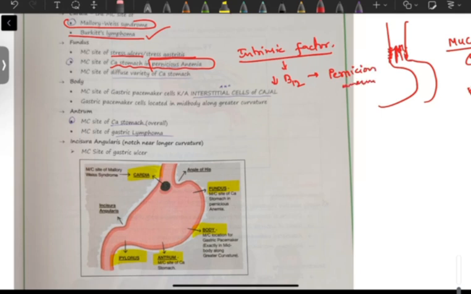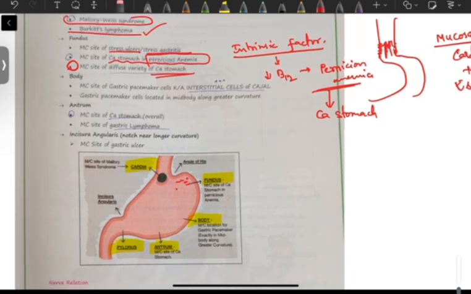In this case, if this person develops carcinoma of stomach, if the tumor starts growing in the stomach, it will usually start from this fundus region. In case of pernicious anemia, it is the most common site of carcinoma stomach, and it is the most common site for the diffuse variety of carcinoma stomach also. There are two varieties of carcinoma stomach, basically diffuse variety and intestinal variety. So in that, the diffuse variety is most common here.